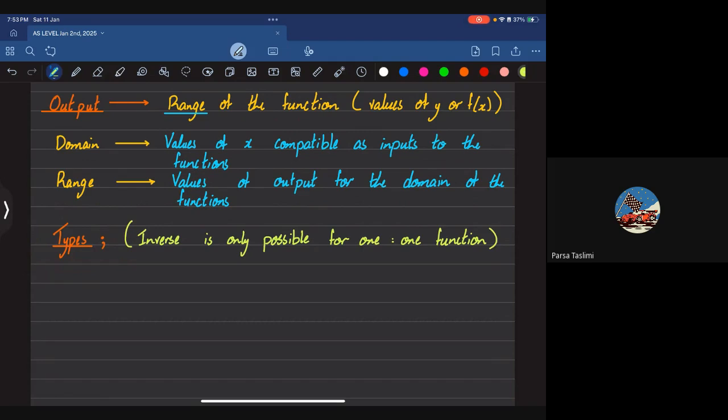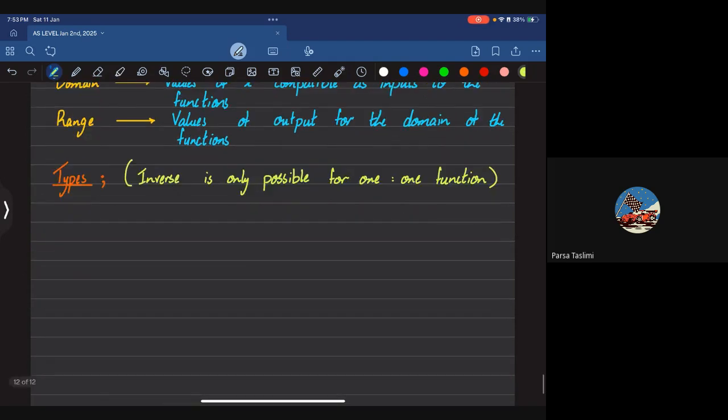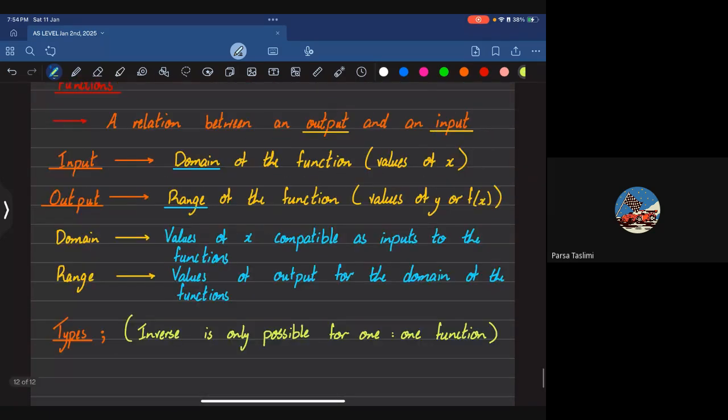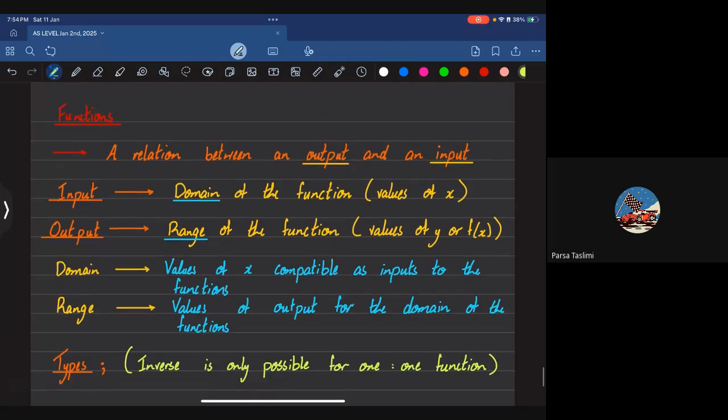All right. Now, first of all, that was absolutely right. Apart from the multiple types that you have for a function, there are obviously major differences between what is a relation and what is a function. Can anyone tell me what those are? Because I've said that functions are a relation between an output and an input. So, what's the major difference between a relation and a function?